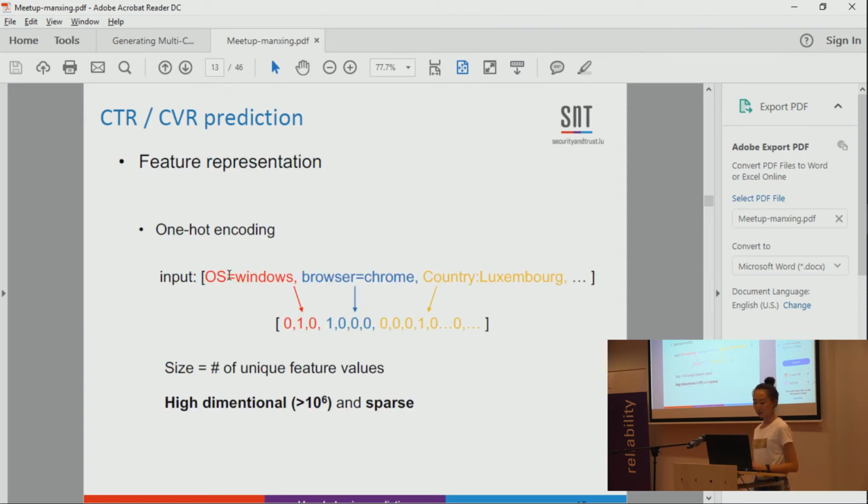And now I want to talk about feature representation, because all the information we have are categorical features. A very popular way to transform the categorical features is one-hot encoding. Here, each unit represents a specific value in our input. So the size of this one-hot encoded vector would be the sum of the unique feature values in the input. After one-hot encoding, usually we will end up with a very high dimensional binary vector. It can be up to 1 million binary features. And also this vector would be very sparse.